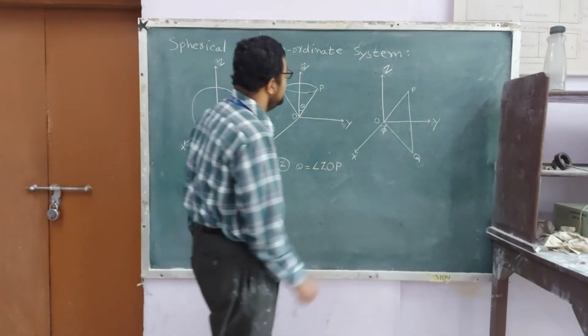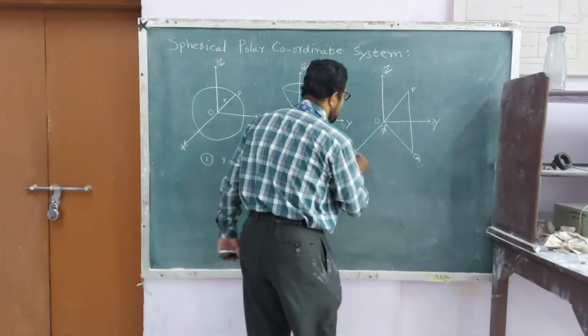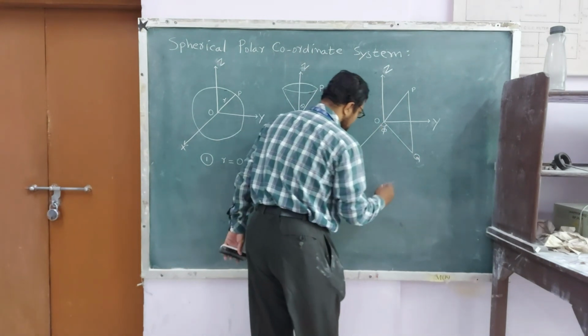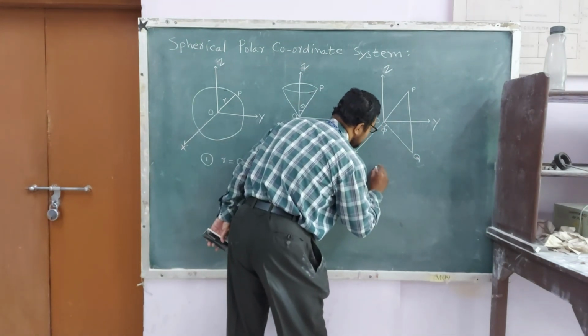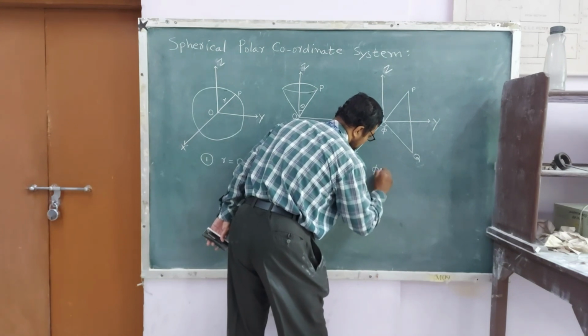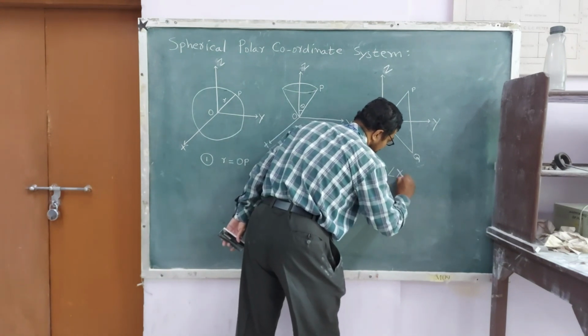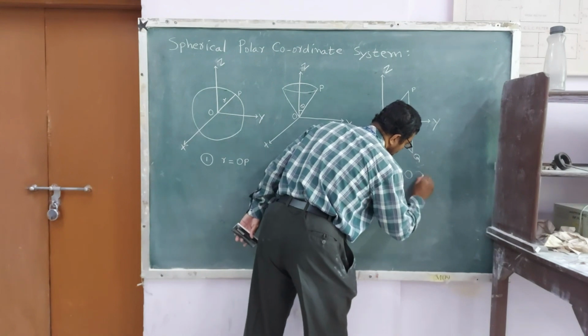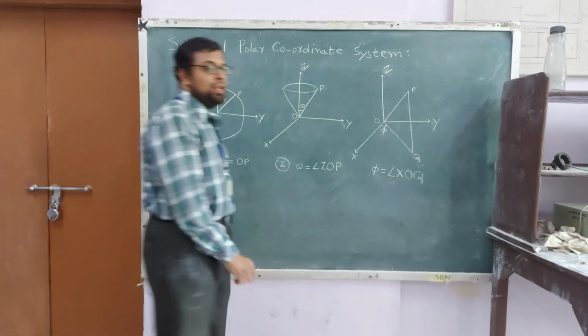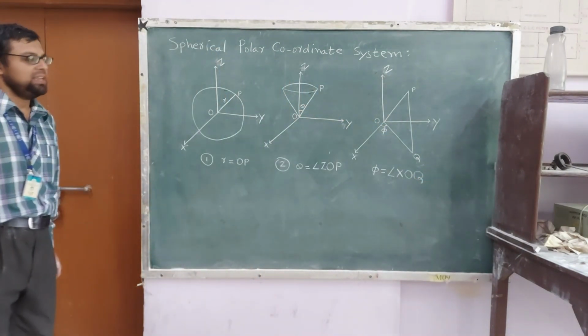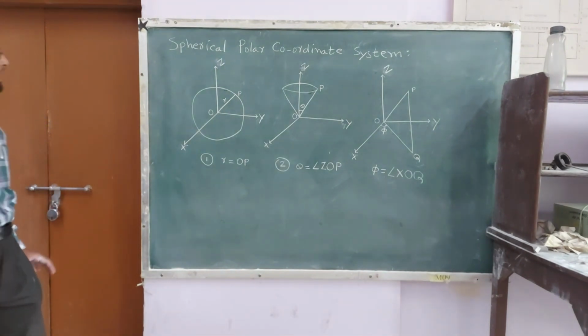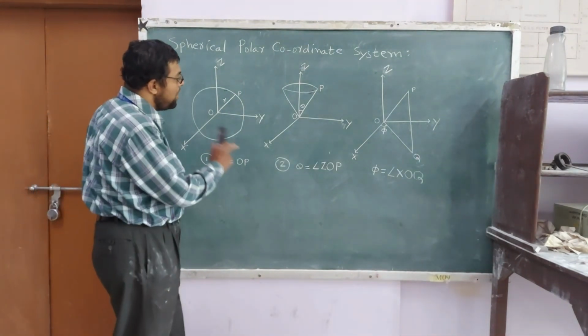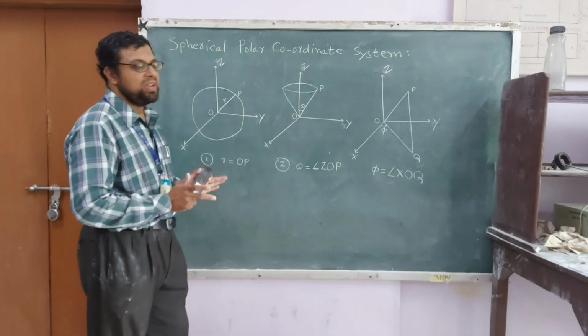And the third coordinate we have here is angle XOQ. So I will write down this third coordinate is phi, which is nothing but angle XOQ. So these are the three coordinates in spherical polar coordinate system. Now I will draw all these coordinates in a single figure.